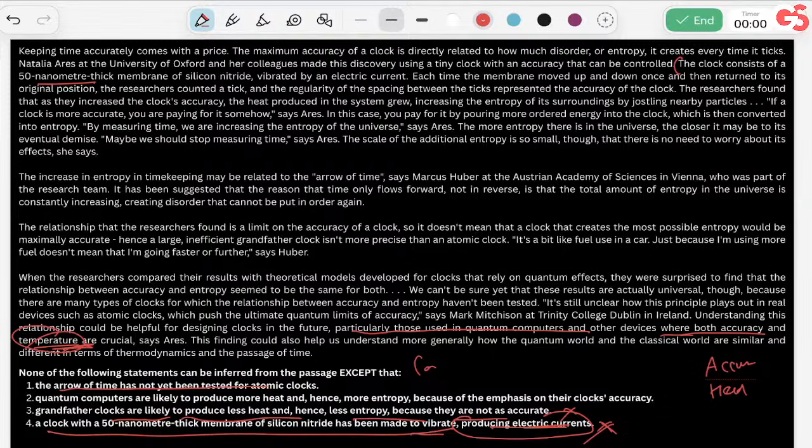It says we can't be sure yet that these results are actually universal, though, because there are many types of clocks for which relationship between this have not been tested. It's still unclear how this principle plays out in real devices as atomic clocks, which push the ultimate quantum limits of accuracy. All right. A and B. There's a confusion. In A and B, there is confusion, isn't it? What can be true? Let's think again.